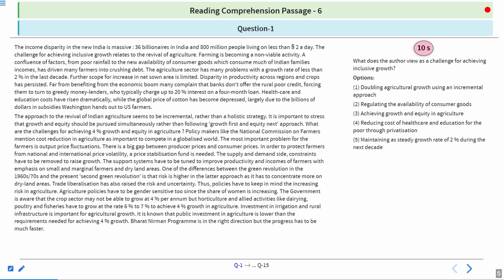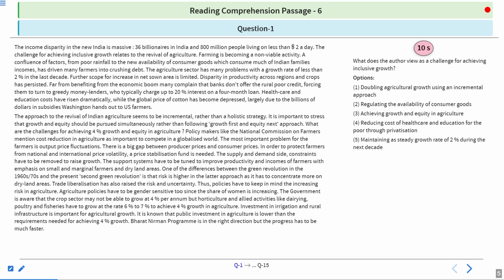Policymakers like the National Commission on Farmers mention cost reduction in agriculture as important to compete in a globalized world. The most important problem for the farmers is output price fluctuations. There is a big gap between producer prices and consumer prices. In order to protect farmers from national and international price volatility, a price stabilization fund is needed.